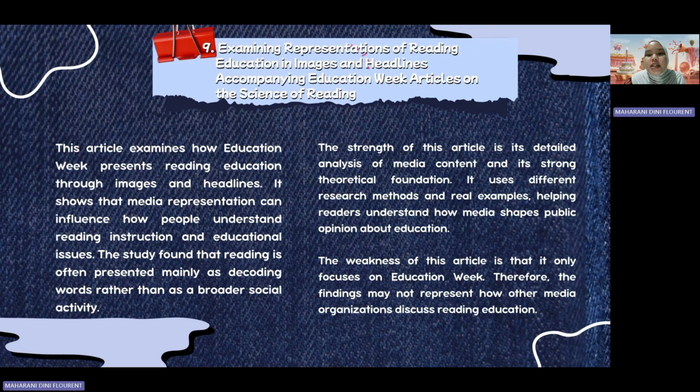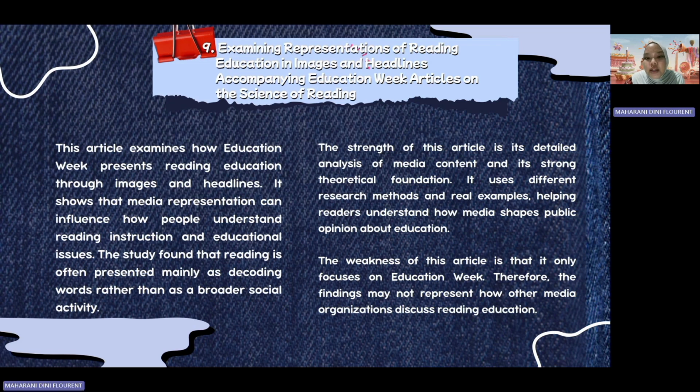The ninth article is Examining Representations of Reading Education in Images and Headlines Accompanying Education Week Articles on the Science of Reading. The study investigates how reading education is represented in media, images, and headlines. The researchers found that reading is often presented mainly as decoding words rather than as a broader social and educational activity. The article shows how media representation can influence public understanding of educational issues.